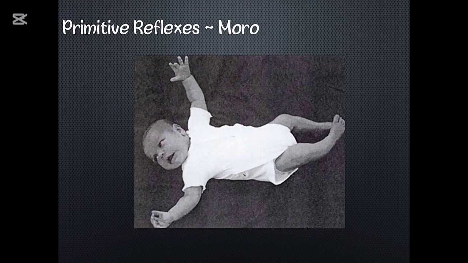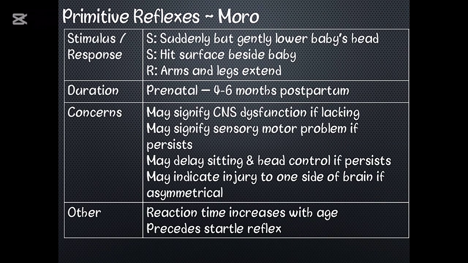Moro reflex. Now there can be two stimuli. If there is suddenly but gently lowering of baby's head, or if there is hitting of the surface beside baby, what would happen? This would cause extension of arms and legs. Now its duration is from prenatal to 4 to 6 months postpartum. And if this reflex lacks, it would signify CNS dysfunction.